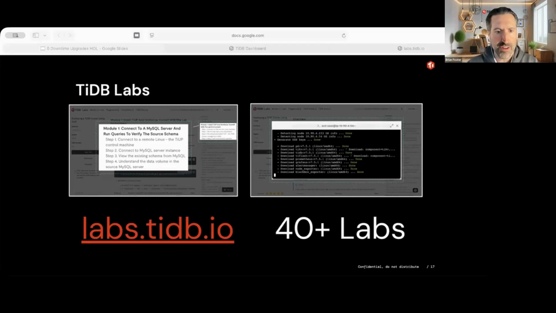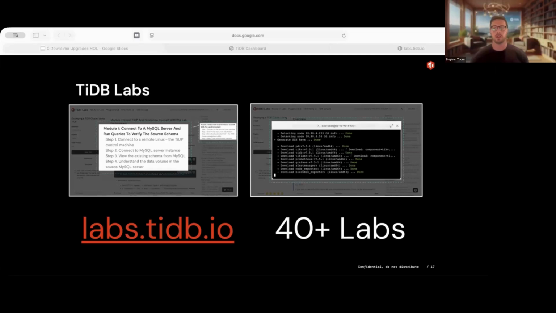Let me just see here. One more question here. How do you forecast capacity for multi-tenant FinTech workloads without over provisioning? Yeah, that is a very good question.